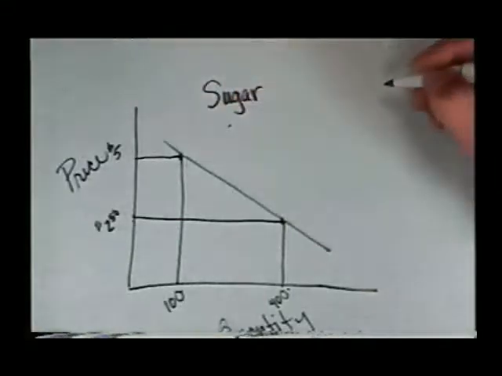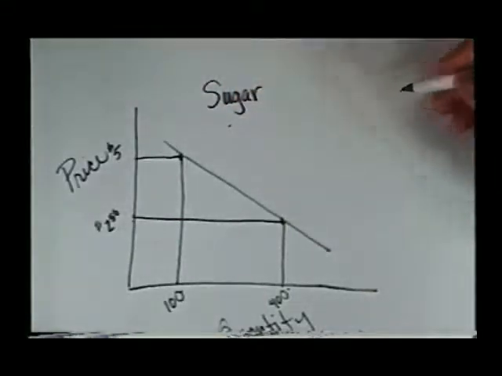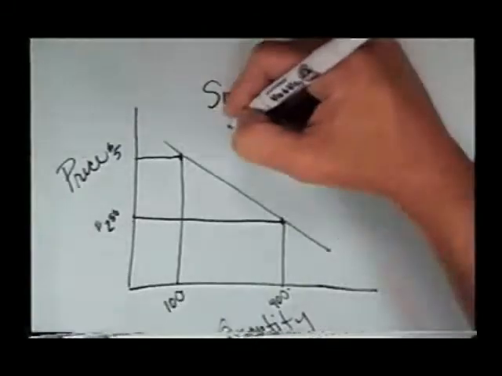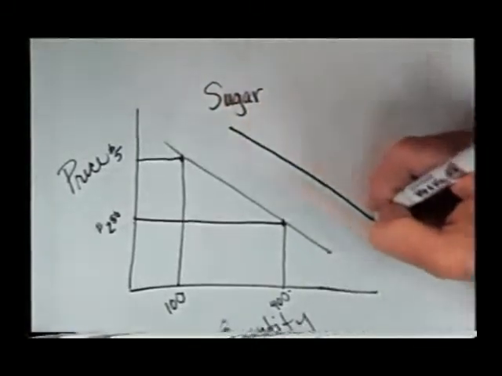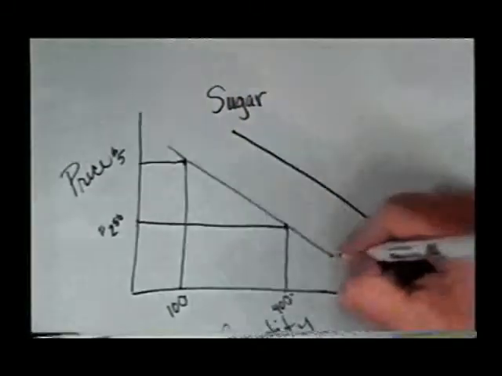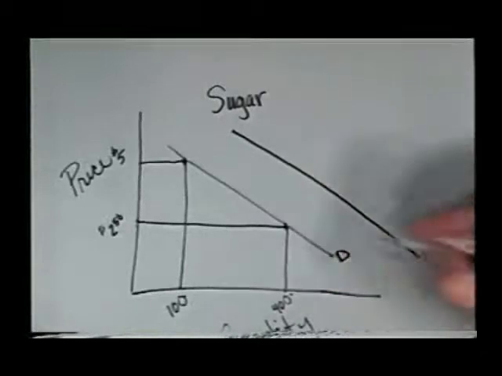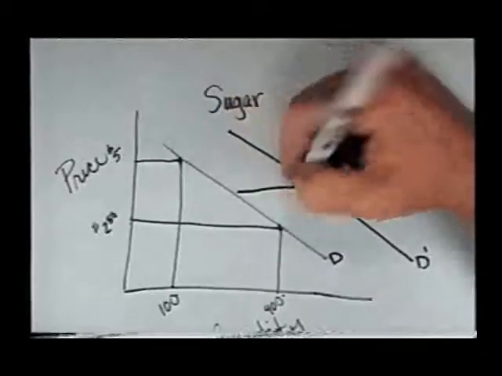Well, the demand might increase. More people will maybe be able to justify eating more sugar. I'm not sure. But the fact is demand is going to rise. Rise in demand, shift to the right. So here's my original demand curve. Here's my new one. Rise in demand, shift to the right.